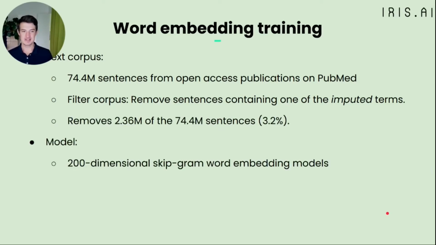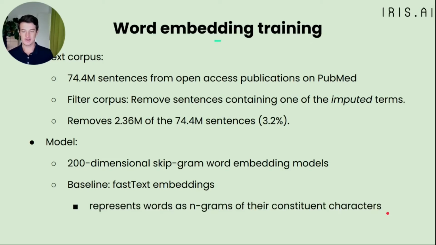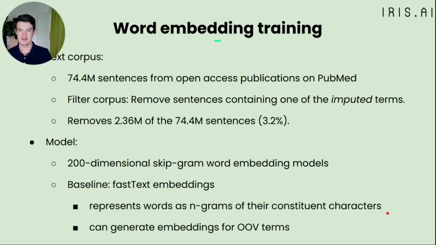We then train a 200-dimensional skip-gram model as the word embedding model into which we want to impute. As a baseline, we also train fastText embeddings on the same corpus. FastText represents words as n-grams of their constituent characters and is known to generate reasonable word embeddings for out-of-vocab terms. It's also known to perform roughly on par with BERT models for biomedical word pair similarity tasks. FastText therefore serves as a strong baseline to compare our imputation performance.